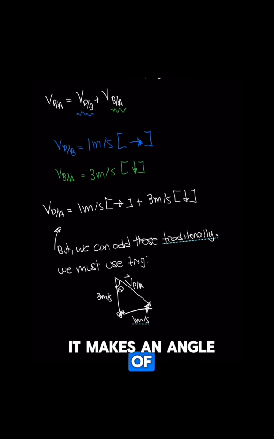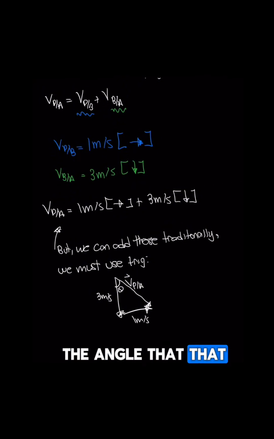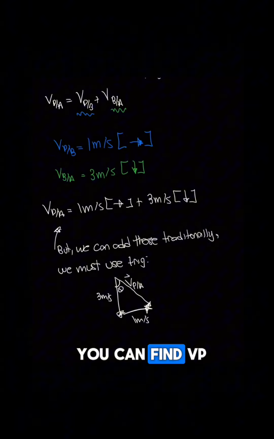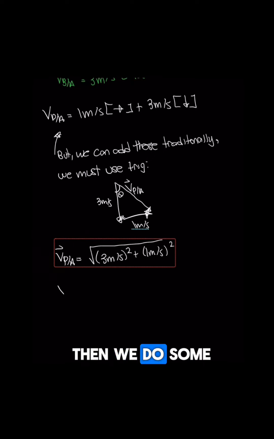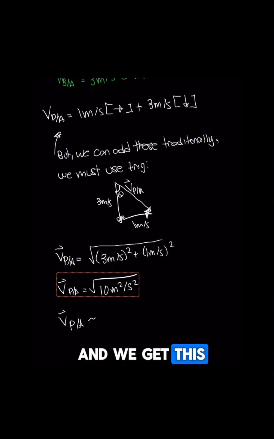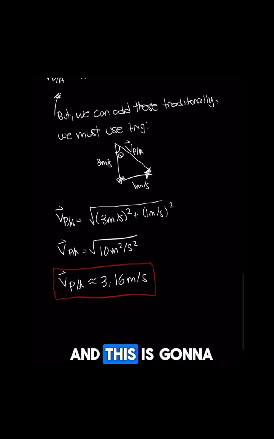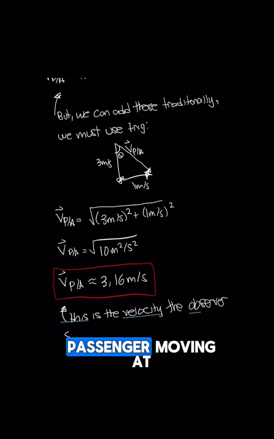It makes an angle of theta, so that's going to be the angle that the observer sees the passenger walking at. We can find V_P/A using the Pythagorean theorem. To do that, we can plug the values in and we get this expression here. Then we do some simple multiplications and we get this approximately for the final answer. And this is going to be the velocity the observer sees the passenger moving at.